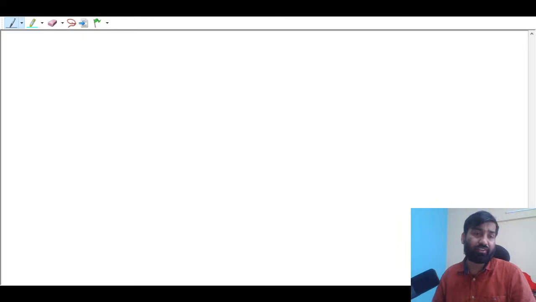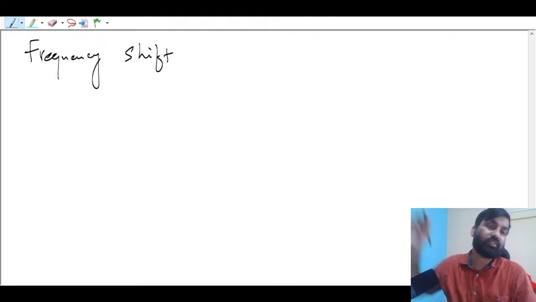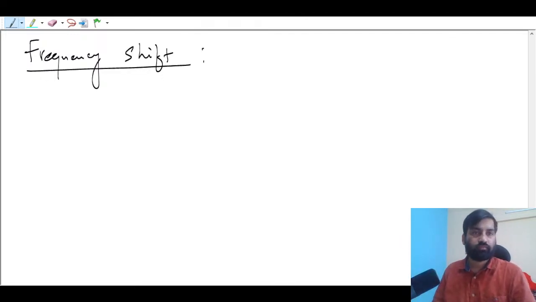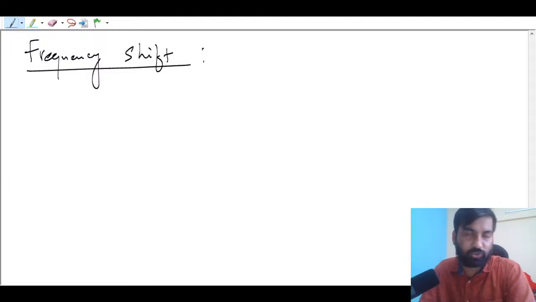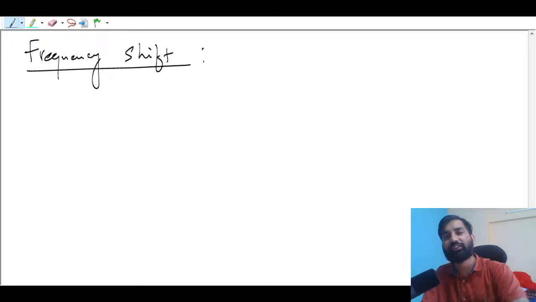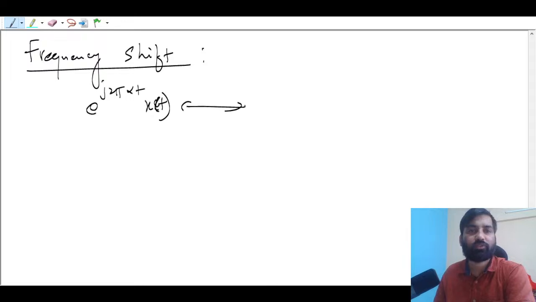Now we will talk about frequency shift. So how to get the frequency shift? देखो, frequency shift means, what do you have to do in the time domain so that you can get some shift in the frequency domain? You have to multiply by an exponential. So e raised to power j 2 pi alpha t times x(t), अगर आप multiply करते हैं time domain में, so it will give you the shift.